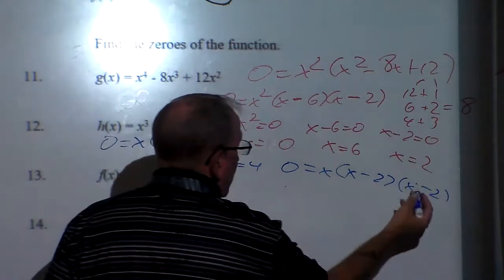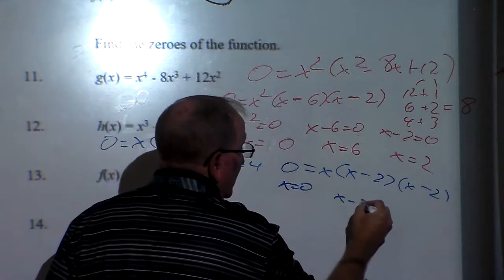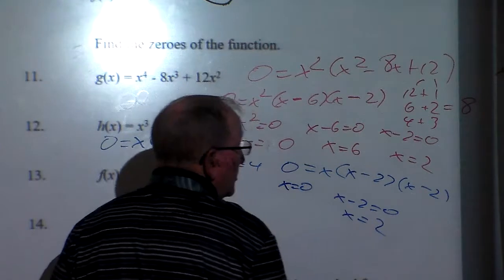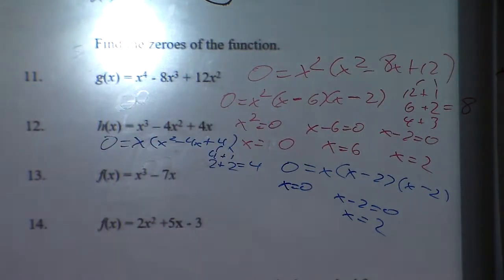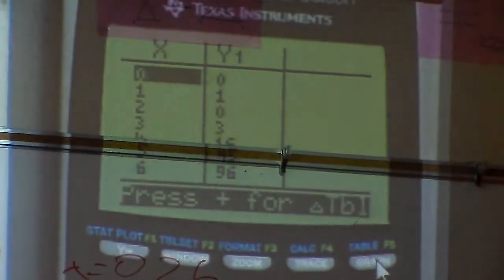I don't really have to write it twice. Basically, here's what I have. X equals 0. X minus 2 equals 0. I'm not going to write it twice. So that means x would equal 2. So that means my answers would be 0 and 2. And if you look up here at what we have on our calculator, where are the only two places y is 0? 0 and 2. All right?